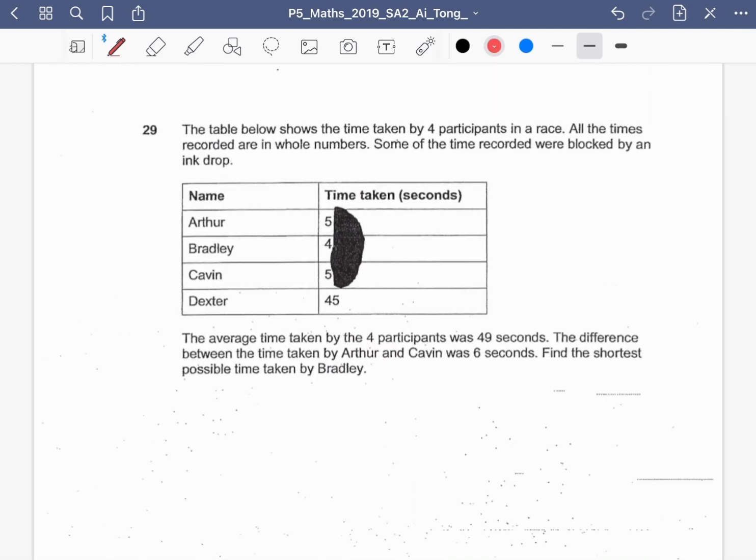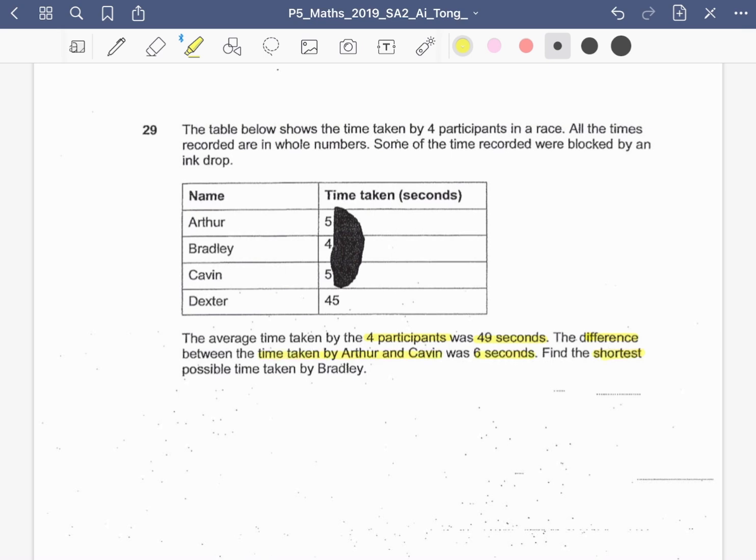So the table below shows the time taken by 4 participants in a race. All the times recorded are in whole numbers. Some of the times recorded were blocked by an ink drop. Okay, so this is what it looks like. The average time taken by 4 participants was 49 seconds. Okay, 4 participants, 49 seconds. The difference between the times taken was 6 seconds.